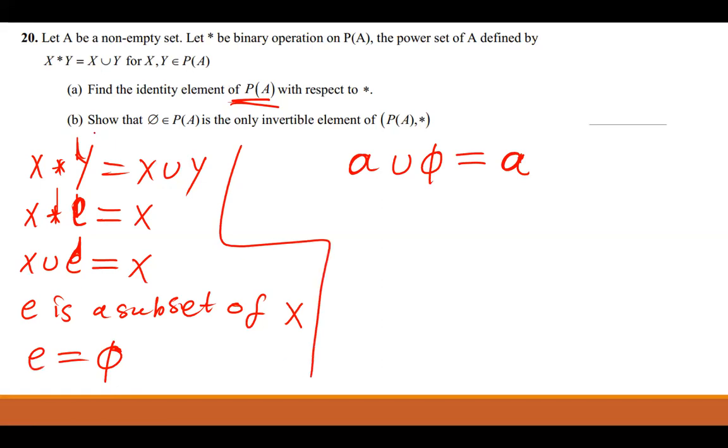So now there is this other part which says show that phi, which is an empty set, is a member of the power set of A. A power set of A is simply a set that contains the subsets of A. So the empty set is the only invertible element of the power set of A. What do they mean by invertible? An invertible element simply means it's the only element which has an inverse in the power set of A.